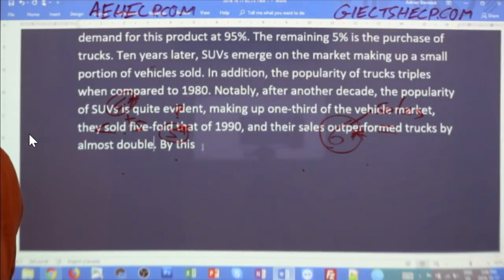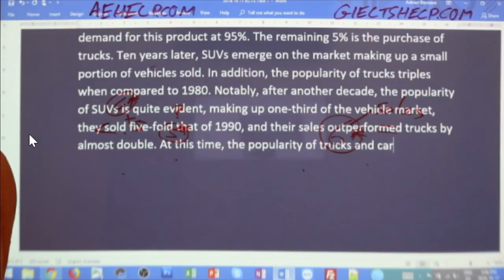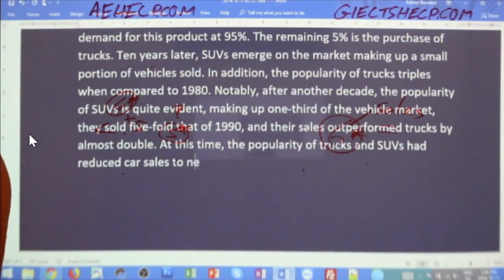By this time, or at this time, the popularity of trucks and SUVs had reduced car sales to nearly half the American vehicle market.